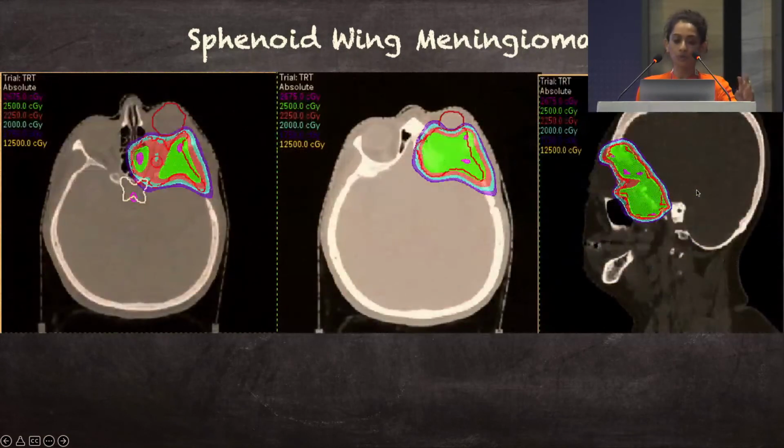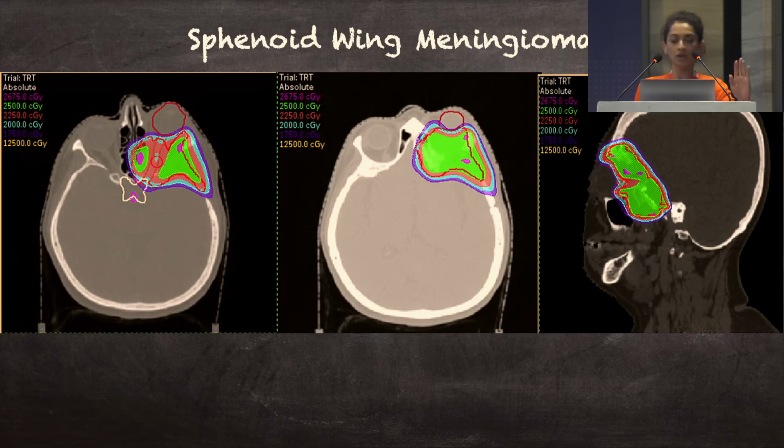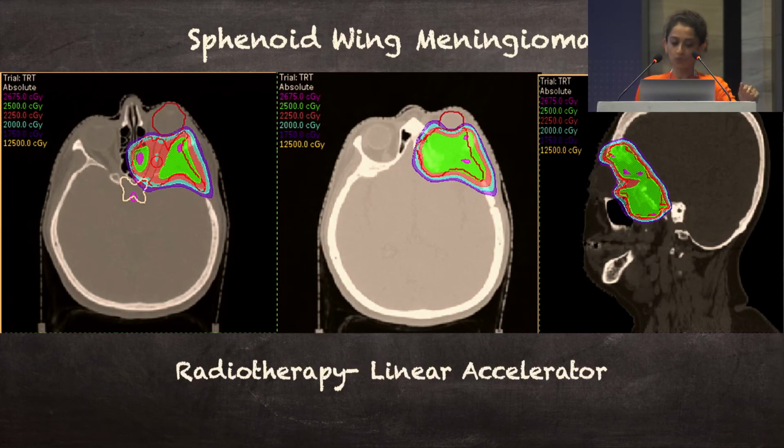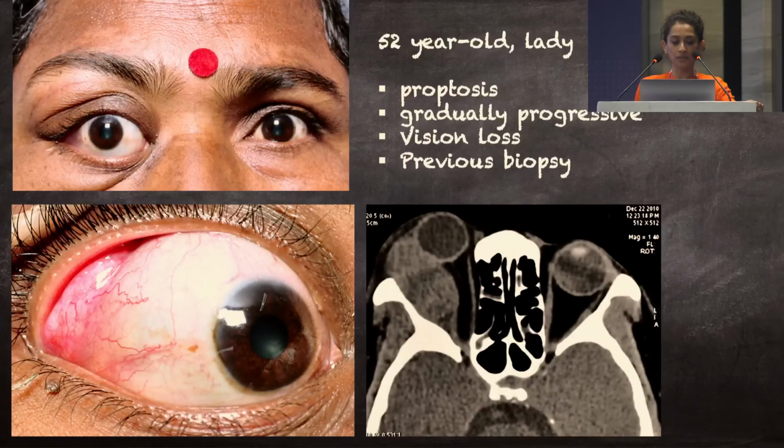So both the patients, the treatment is radiotherapy. That's what we do. We try to debulk. In optic nerve meningioma, we don't do any biopsy or excision, but in a sphenoid wing meningioma, we try to debulk. Sometimes if it's too large, we take the help of a neurosurgeon as well. And both of them got radiotherapy, a linear accelerator.